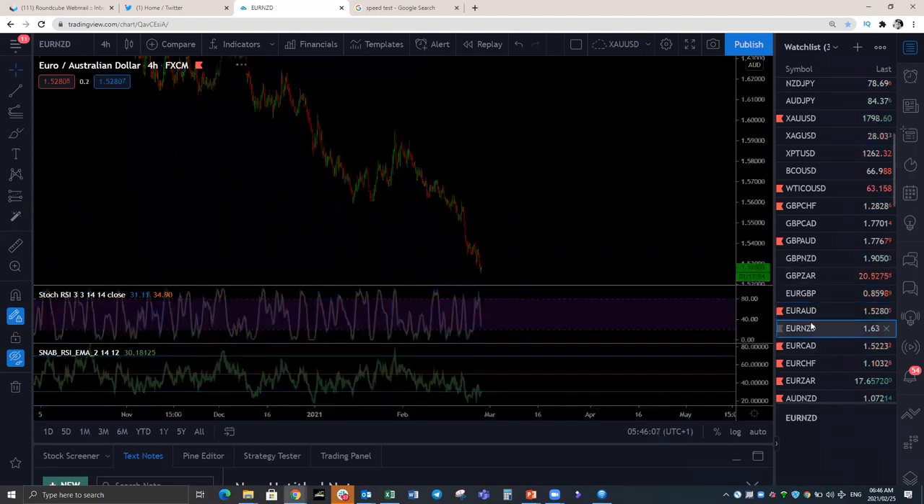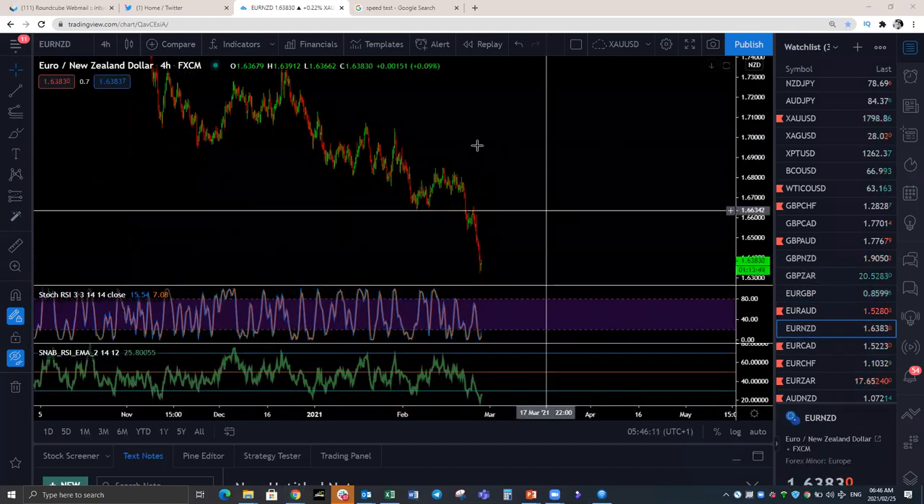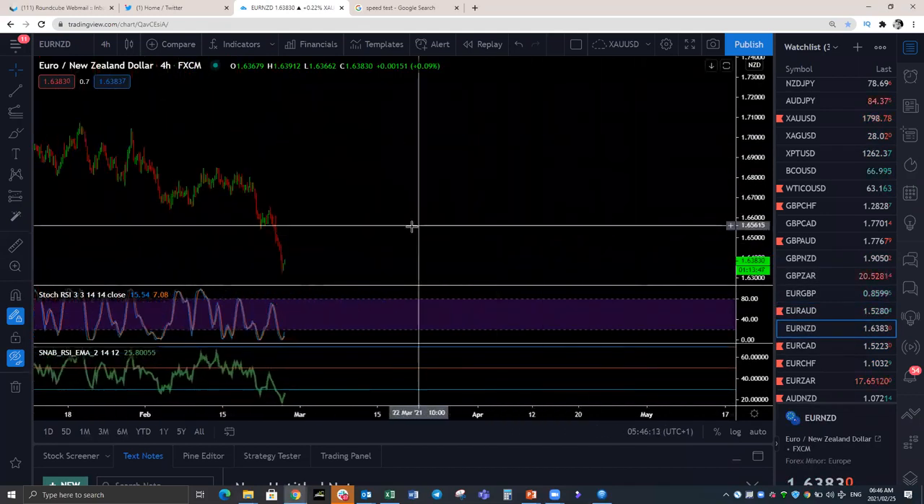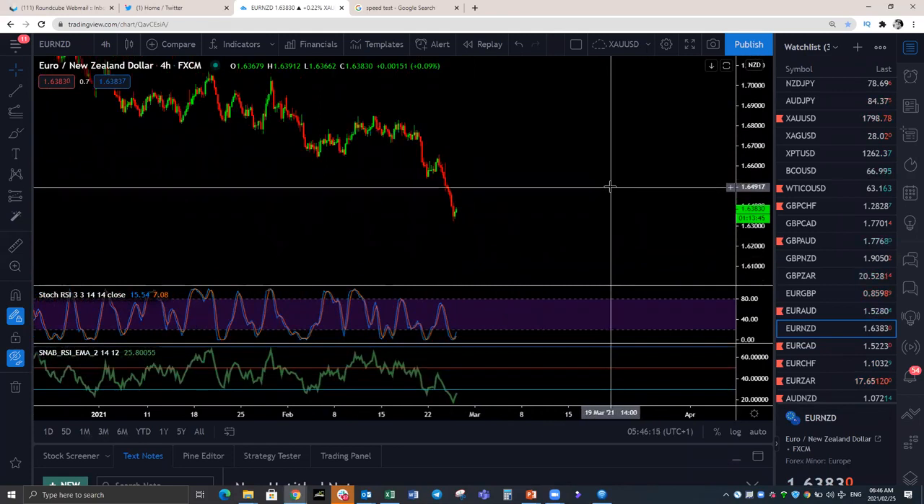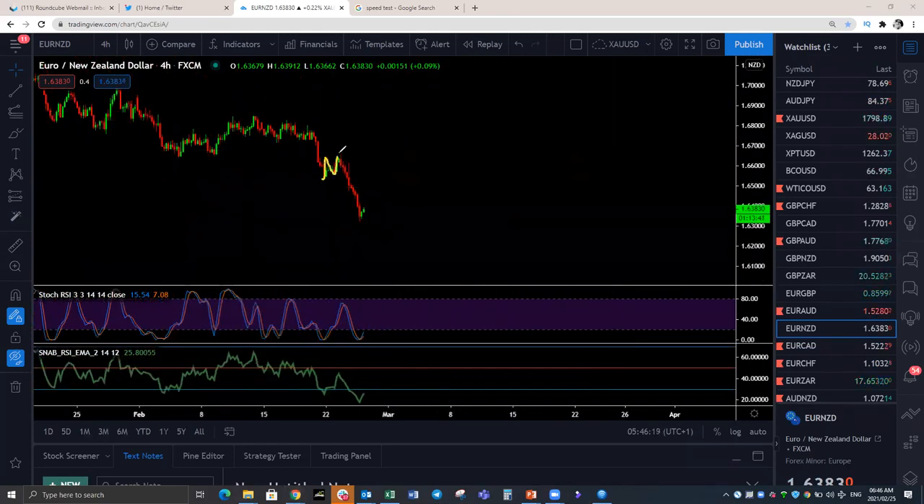Euro New Zealand is the same. As you've seen, pound New Zealand is breaking lower. And we saw this one around this level. So we actually had a trade setup here from around these levels on Euro New Zealand, expecting it to continue to the downside. We're still expecting continuation to the downside. Any pullback is a continuation to the downside on Euro New Zealand.